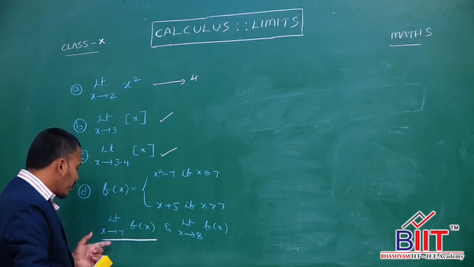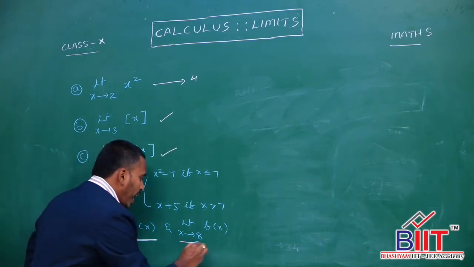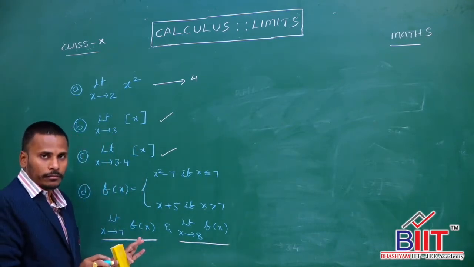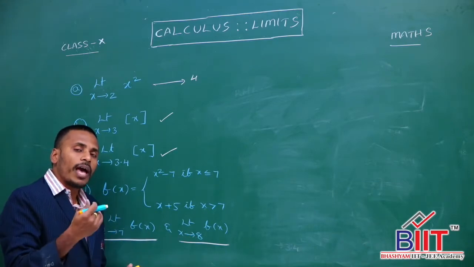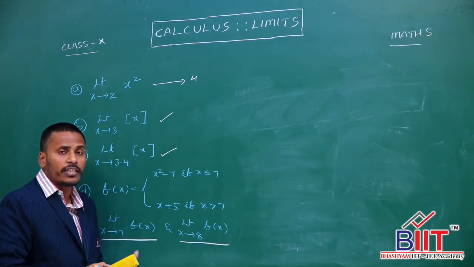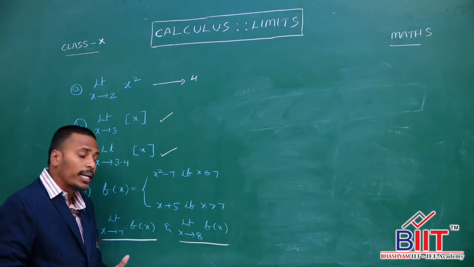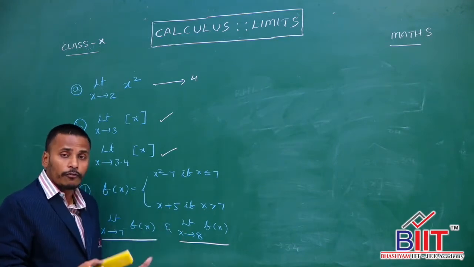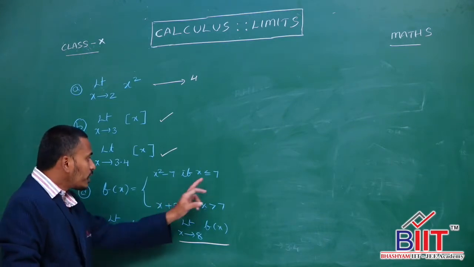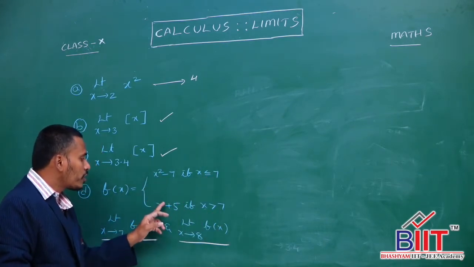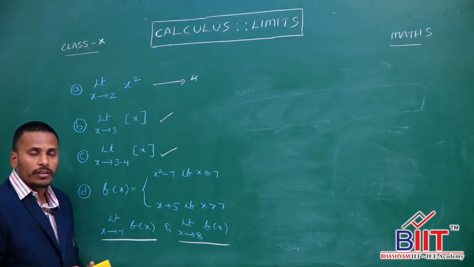I mentioned 2 points here, 7 and 8. In the same way, you have infinite chances to find the limits at different points. You can find the limit of the function at 6, at 5, at 4, at 3.5, at 7.8, like that. But here, since at 7 the function definition is different, I am concentrating on 7.